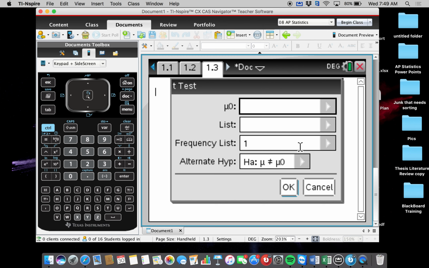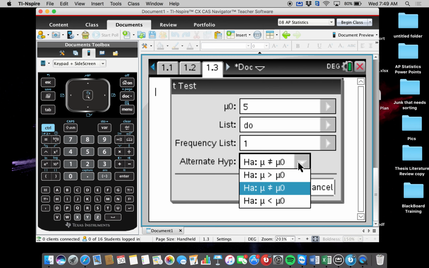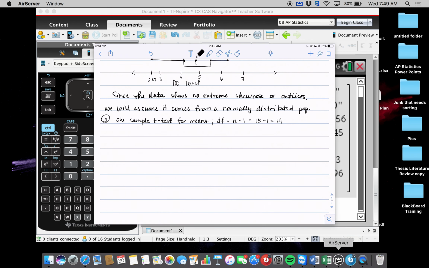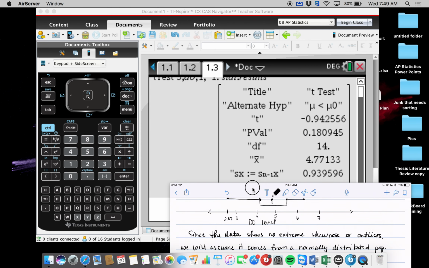And then it asks you what your mu naught is. Our mu naught is a value coming from our null hypothesis, which is 5. The list that we're using is, of course, DO. Frequency list, leave it alone. And then we state our alternative hypothesis. Our alternative hypothesis was that mu was less than 5. So we're going to choose that one. We click OK, and it gives everything to us, meaning all we have to do at this point is go ahead and write it down.